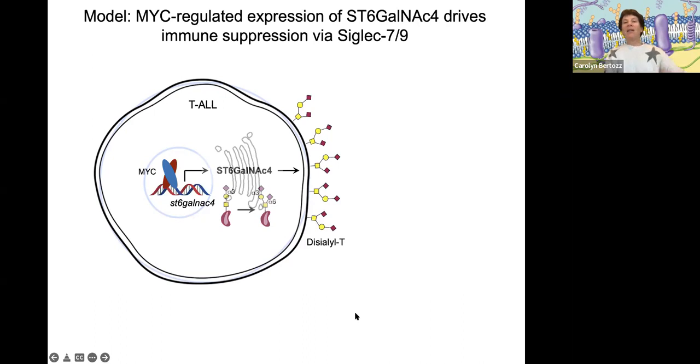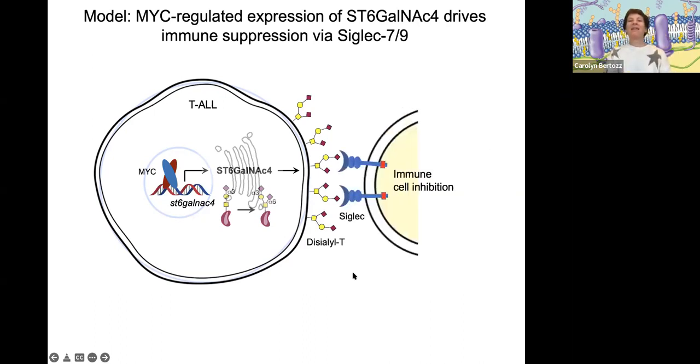And when this high affinity ligand is present at high density, Siglec-7 can be engaged on its immune cells, which includes activated T cells, macrophages, as well as NK cells. And that can then suppress the activity of these immune cells as they form synapses with these disialyl T-rich cancer cells.